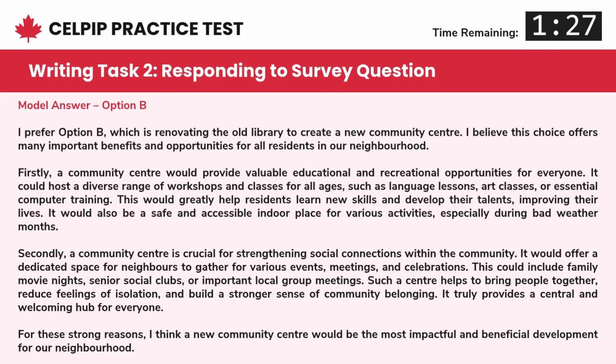Here's another model answer for the CELPIP Writing Task 2. You can pause the video now to read the full answer if you need more time. This response clearly selects the option of creating a new community center. It then gives two strong reasons to support this choice. For example, it explains that the center would provide valuable educational and recreational opportunities.